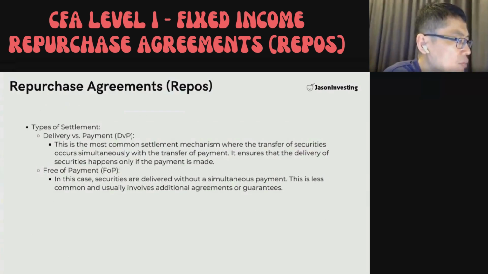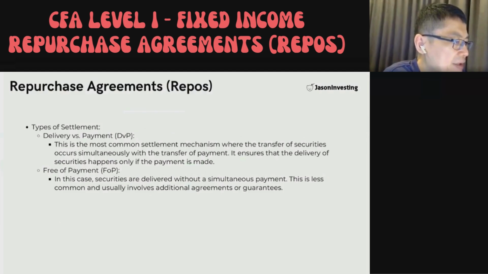Types of settlement. There are two primary types of settlement. The first one is delivery versus payment, also known as DVP. This is the most common settlement mechanism, where the transfer of the securities occurs simultaneously with the transfer of the payment. This ensures that the third party will make the payment only when the delivery occurs. The clearinghouse will only deliver the securities if payment is made. So in this case, both sides will have to trust the clearinghouse.